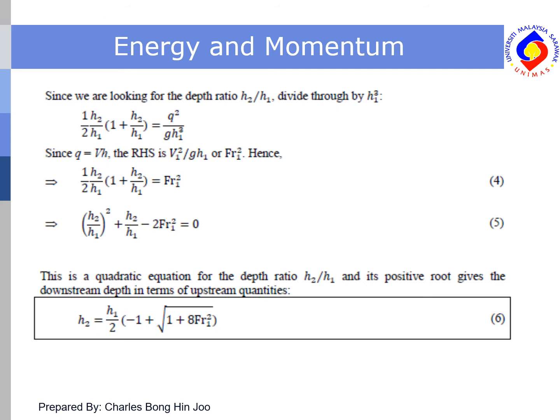Then from this we can rearrange it so that we get the form in equation 5. This is a quadratic equation for the depth ratio h2 over h1, and its positive root, if we solve this quadratic equation, will give you the expression in equation 6.